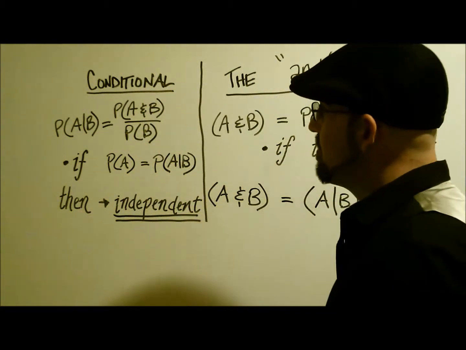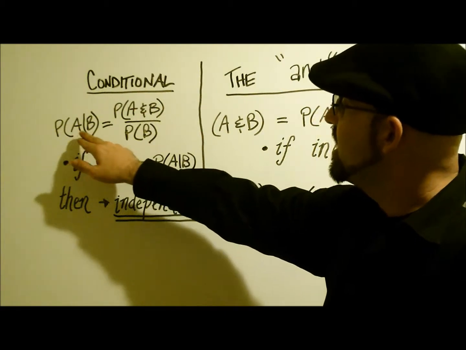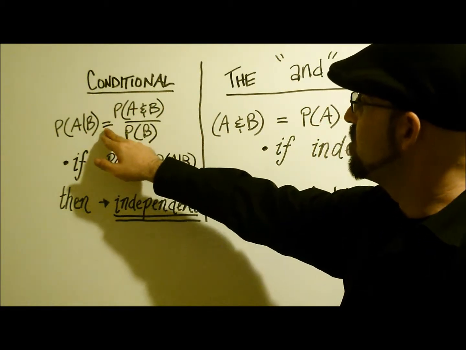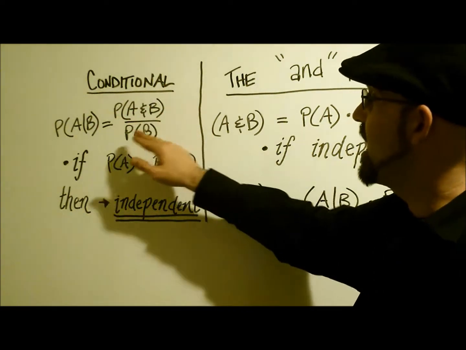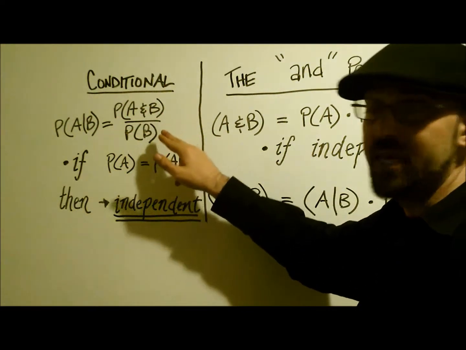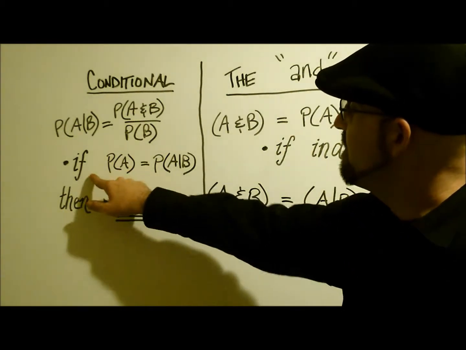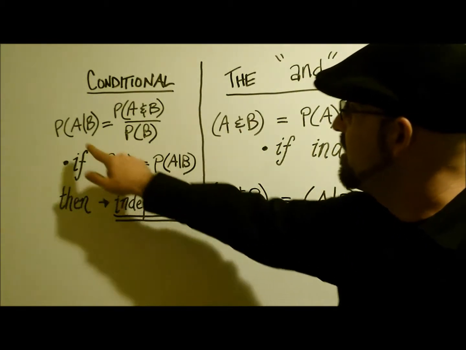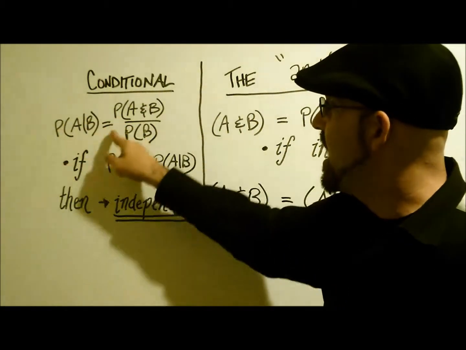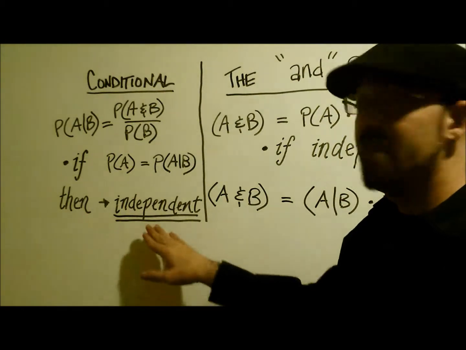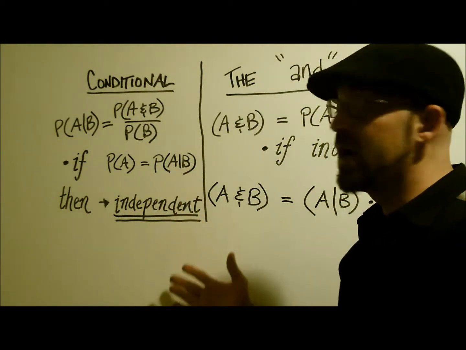The conditional probability states that the probability of A given B equals the probability of A and B divided by the probability of B. Now, if the probability of A equals the probability of A given B, then they're independent. If they don't equal, they are not independent.